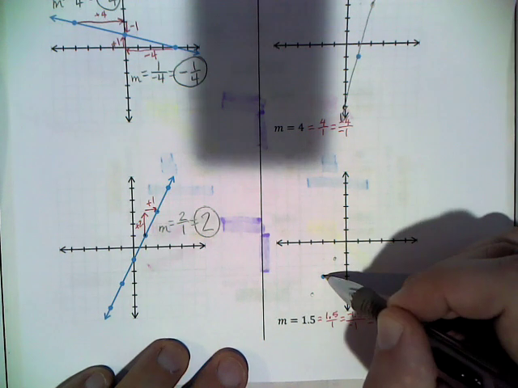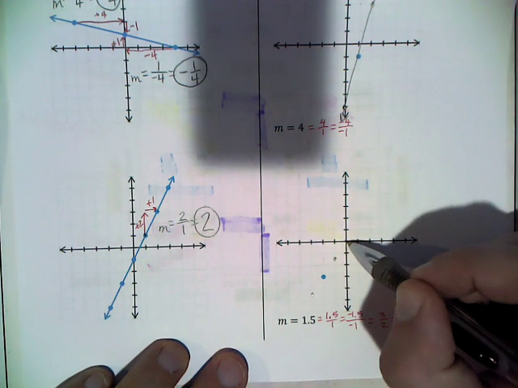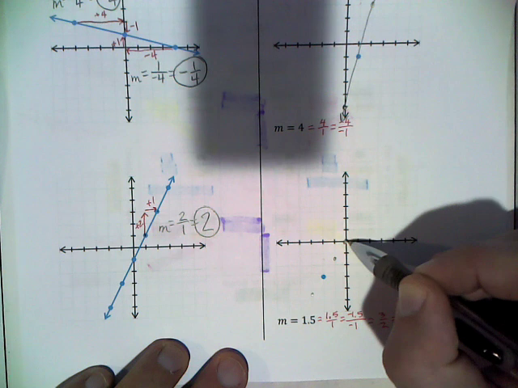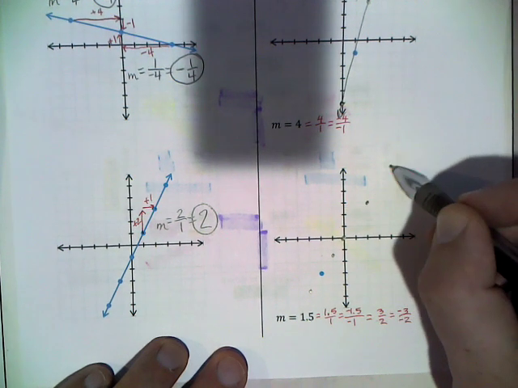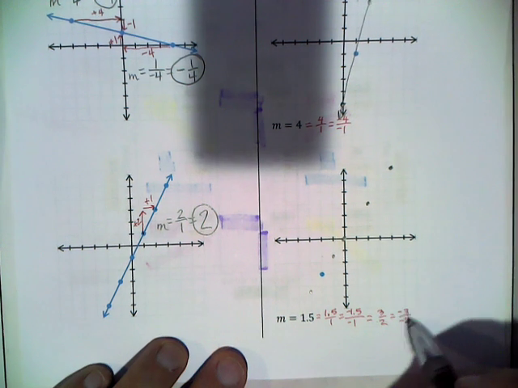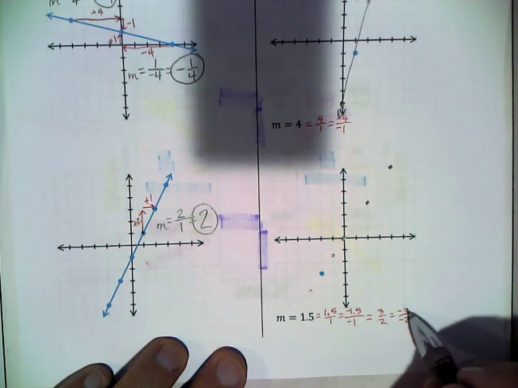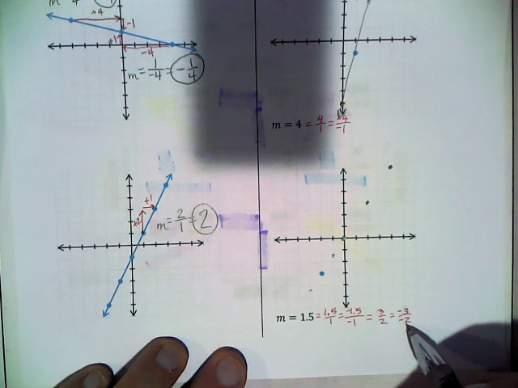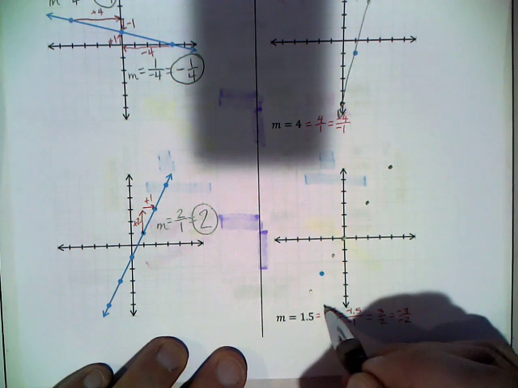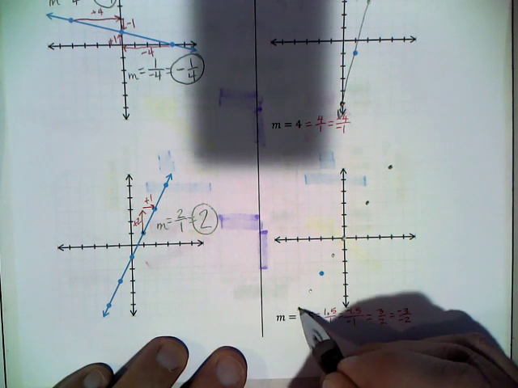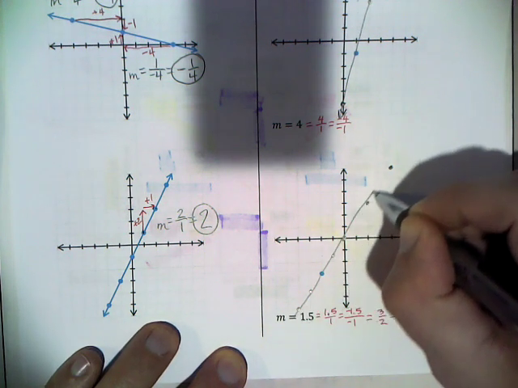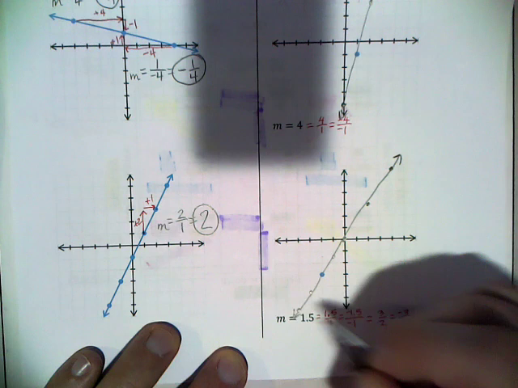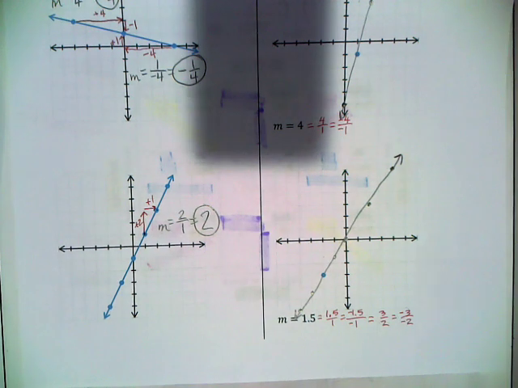And honestly, that would probably be the easiest way to go, because then I don't have to deal with the halves. I can just go up 1, 2, 3 and right 1, 2. And then up 1, 2, 3 and right 1, 2. Up 1, 2, 3, right 1, 2. And then I can reverse that, down 3 and left 2. So 1, 2, 3 down, 1, 2 to the left. And there's my line.